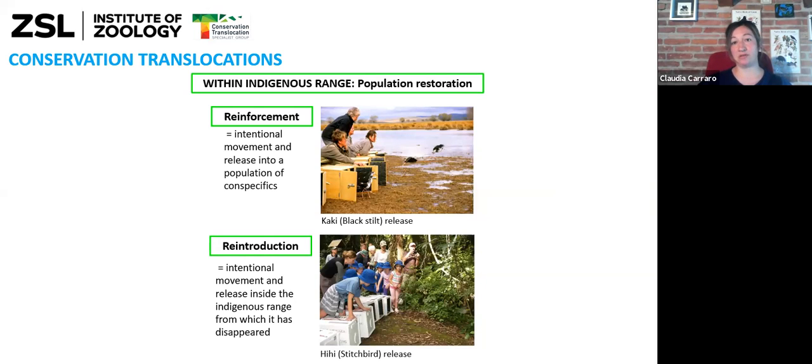There are different types of conservation translocations. When they occur within the indigenous range, they can be a reinforcement when conspecifics are found within the release site, or a reintroduction when the focal species has disappeared and so is no longer present in its indigenous range.